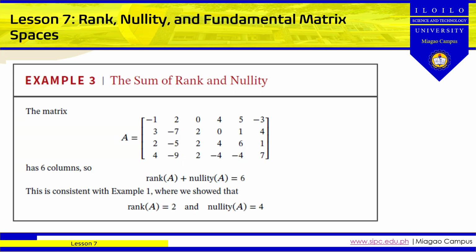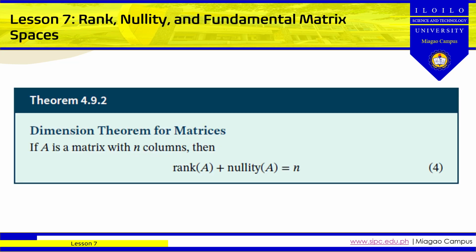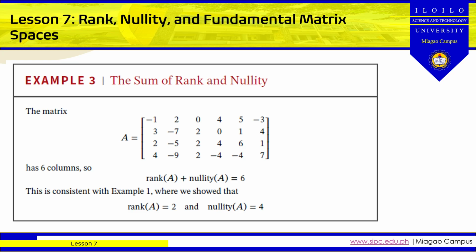Next, we have here the dimension theorem for matrices. It states that if A is a matrix with n columns, then rank of A plus nullity of A is equal to n. For example, the matrix A has 6 columns, so rank of A plus nullity of A is equal to 6.